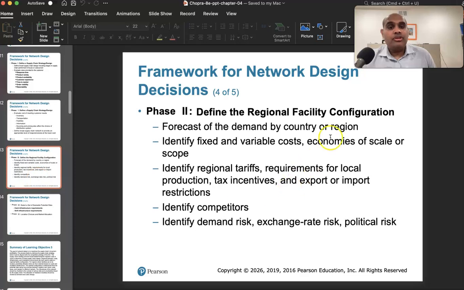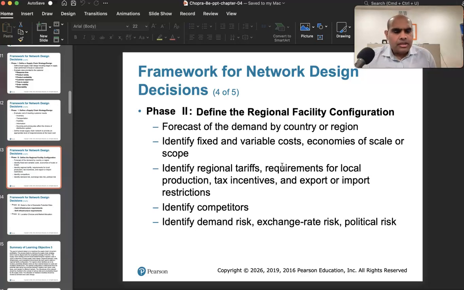Right. So in phase 2, you define the regional facility configuration. In phase 1, you come up with your strategy and say, hey, I want to get into the North American market. Or you say, well, I want to expand into the European market, or I want to move my production facilities from North America to Asia. So you have come up with some sort of strategy, right? Once you come up with a strategy like that, then you define your regional facility configuration, right?